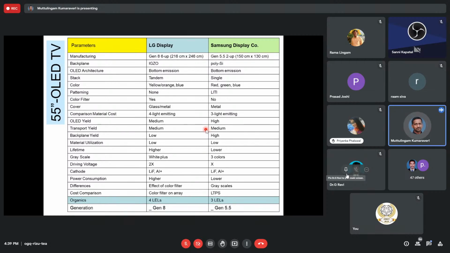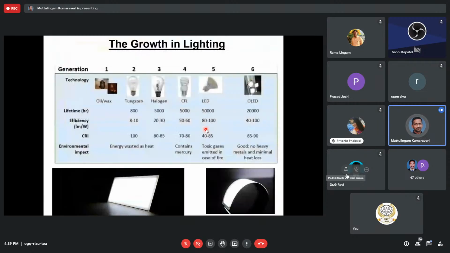These are the different parameters they look at in Samsung's and LG's 55 inch OLED TVs. Next, I'm just going to look at the growth in lighting. The first generation is the first light we saw, from the oil lamp or the wax lamp, the candle lamps. It was used a long time ago, and some places still use it. So this is the first.